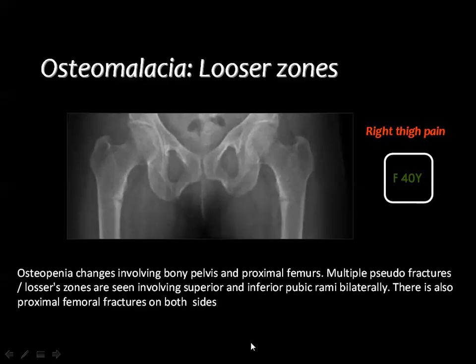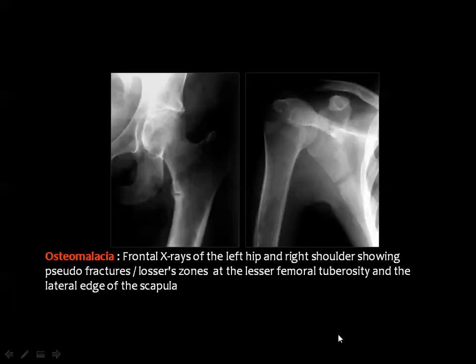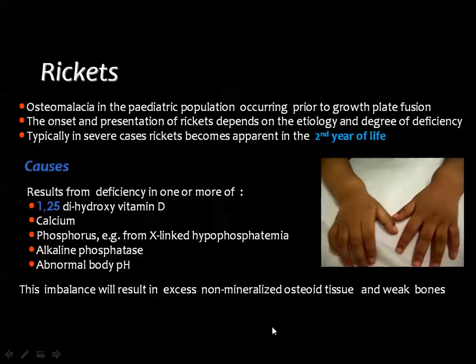And there are here Looser zones in the iliac, in the inferior pubic ramus, and Looser zones also in the medial aspect of the femur that are typical of osteomalacia. And also the lateral border of the scapula and the medial aspect of the femur are common sites for Looser zones. Then rickets is the osteomalacia of the children.